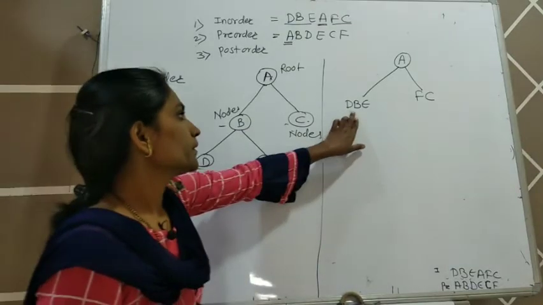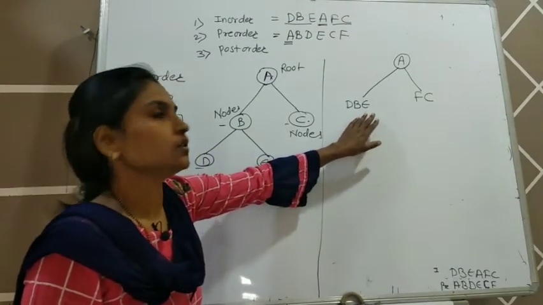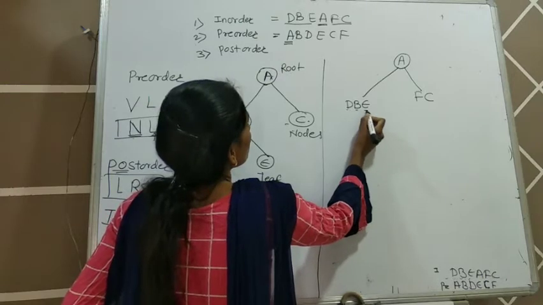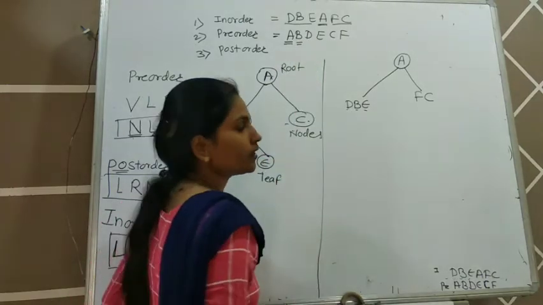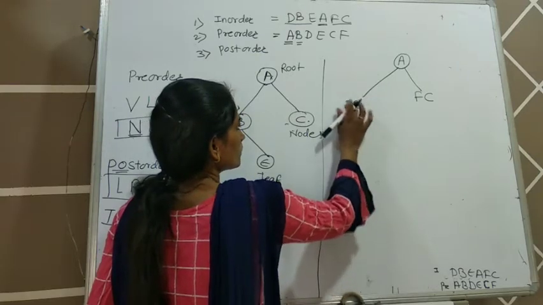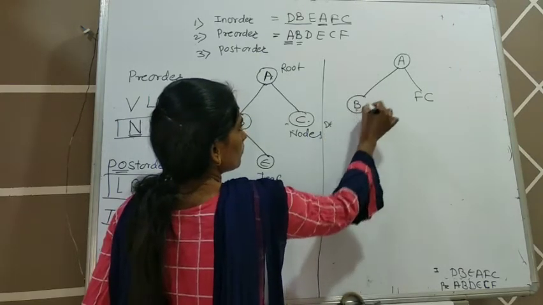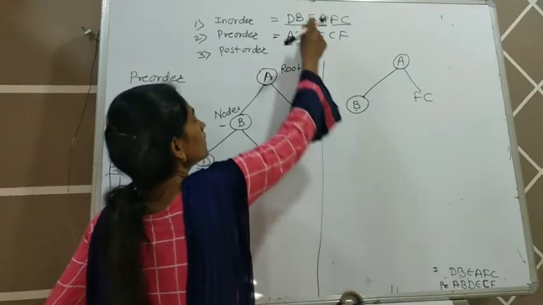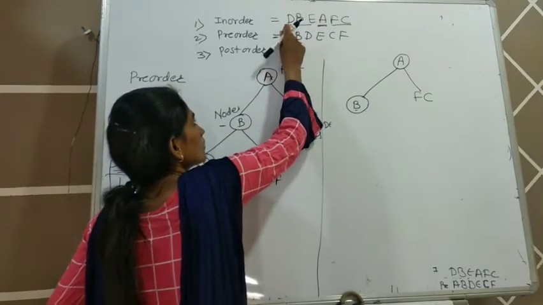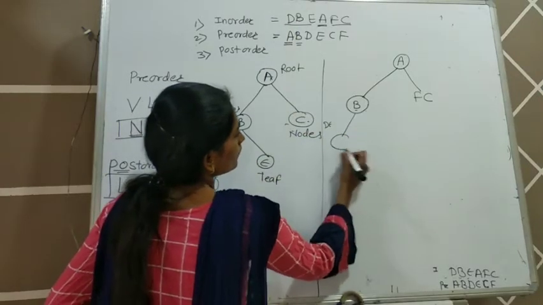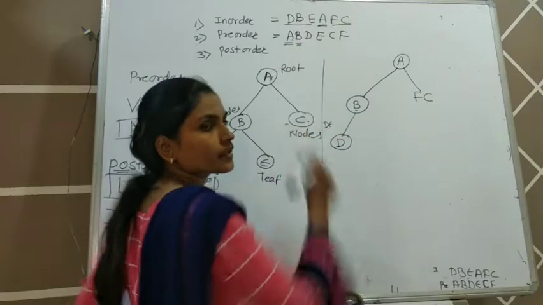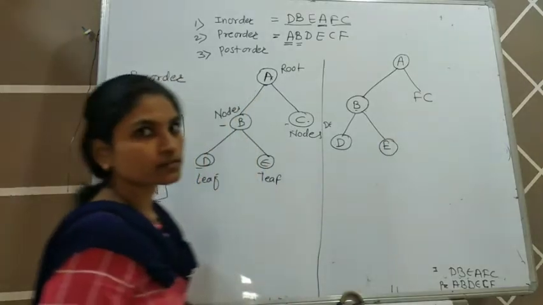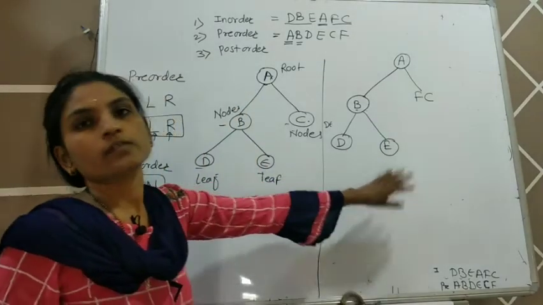Now from this DBE, you have to find out again what is the node here. So go again in the preorder sequence for DBE. What is the first? B. So the node is B. Now from B and E and D, we have to see what is on the left of B and what is on the right. On the left side you will draw D, and E goes to the right of B. One is in the left and one is in the right side.